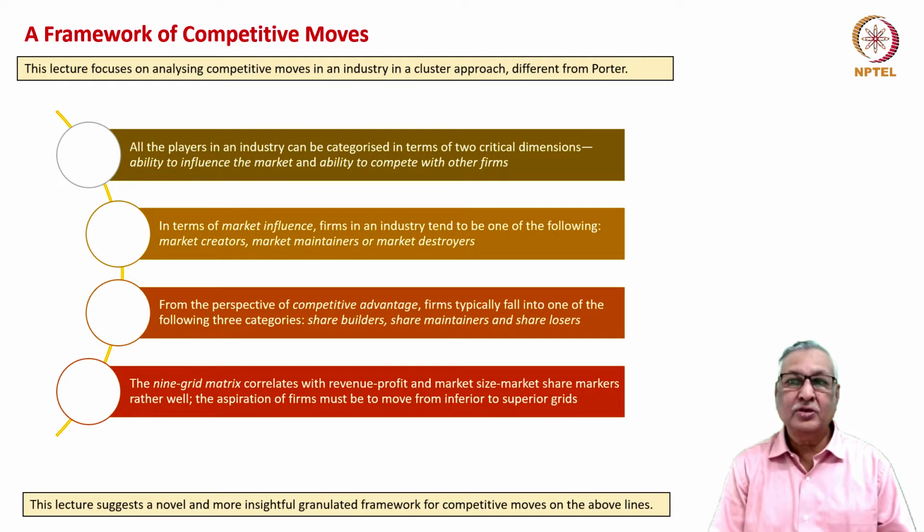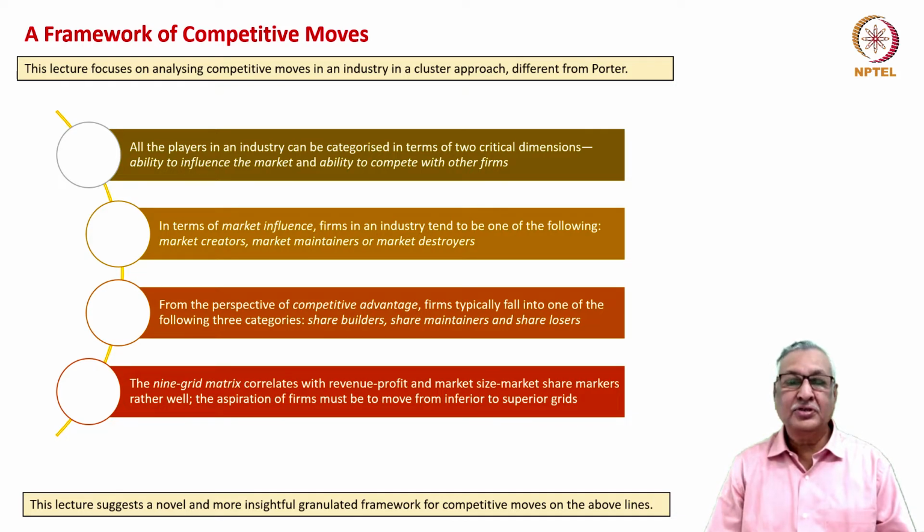To give a gist of what this lecture would entail, all the players in an industry can be categorized in terms of two critical dimensions. One, the ability to influence the market. Two, the ability to compete with other firms. In terms of market influence, each of the firms could be of three different classifications: market creators, market maintainers, or market destroyers.